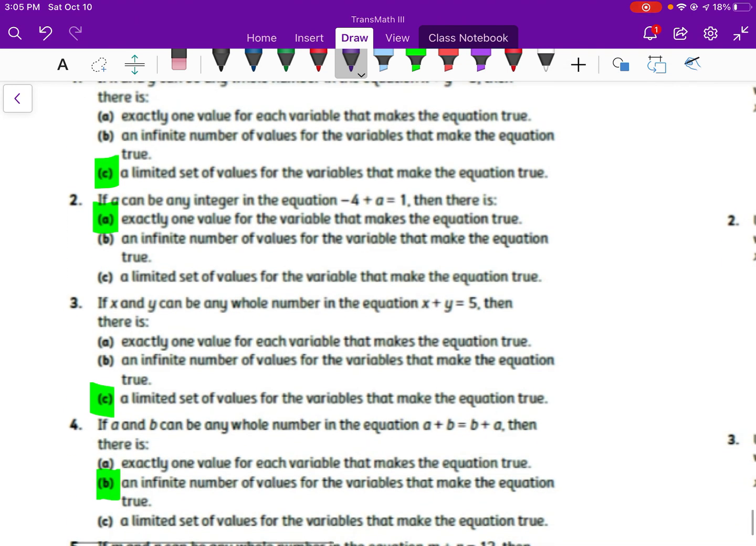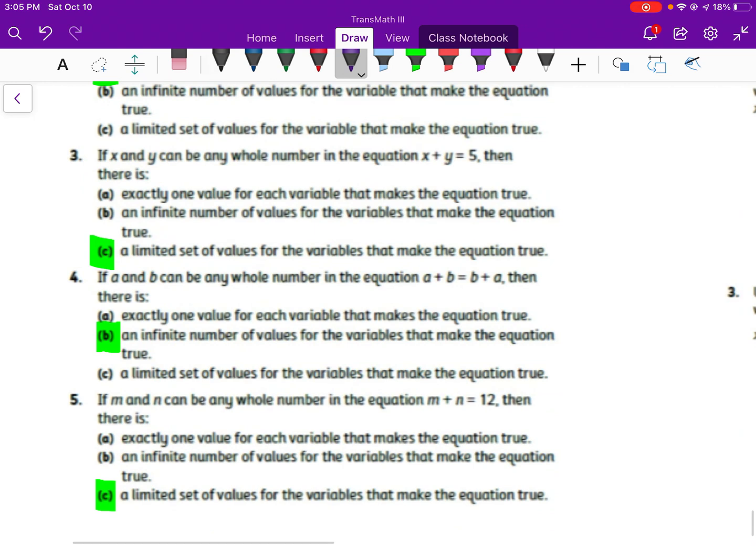Now, if a can be any integer in the equation negative 4 plus a equals 1, then there is exactly one value. There's only one value that's actually going to make the equation true. Negative 4 plus 5 is 1. That is the only value that will let this equation be true.